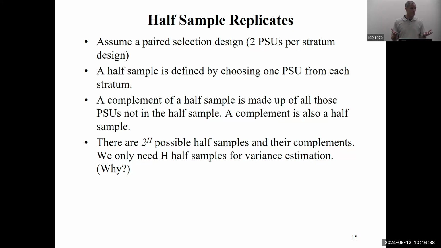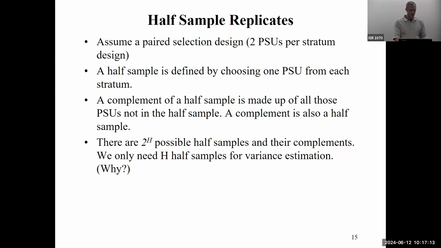Why? Who can tell me? The abbreviation is DF. What does DF stand for? Degrees of freedom, right? With 2 clusters per stratum, we have capital H degrees of freedom. So sure, we could form 2 raised to the capital H power balanced replicates. We could give those to the data user. It's all overkill. We only need capital H balanced replicates to estimate variance.